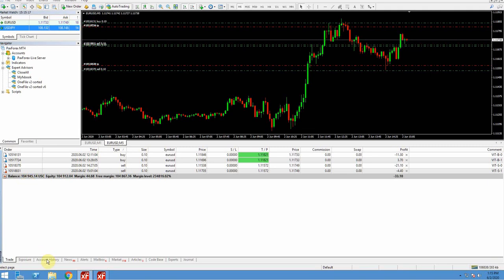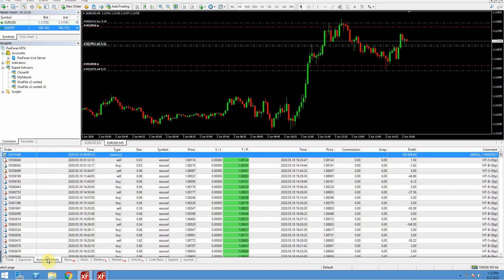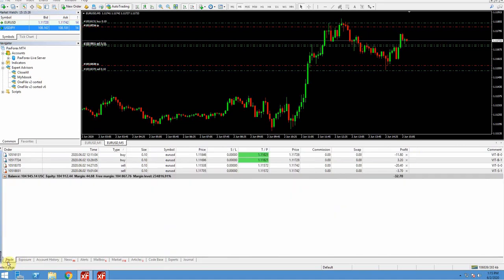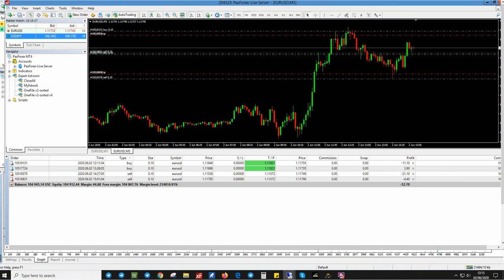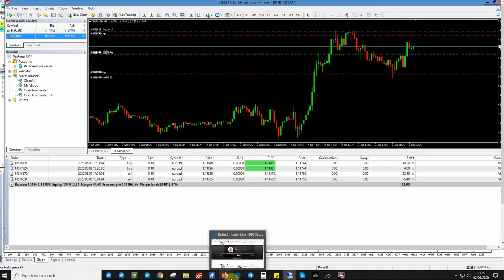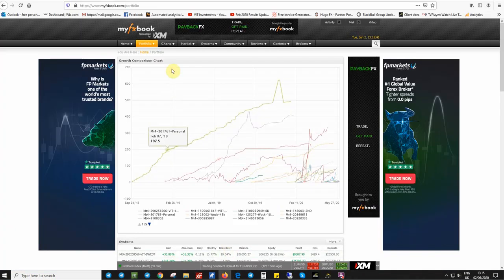Which is great, because it doesn't really matter whether you're using real USD or a cent account. Profit is profit. So don't be embarrassed by using cent accounts. I started off with cent accounts. I still run cent accounts now, and I make an awful lot of money from them. So that's that. Let's just go back to the FX book.